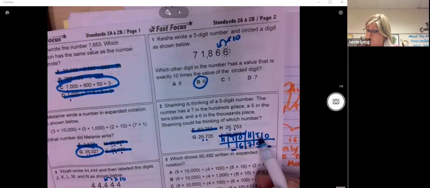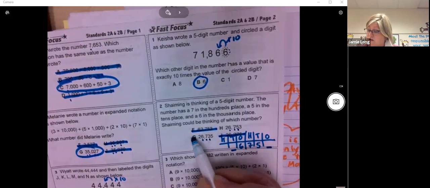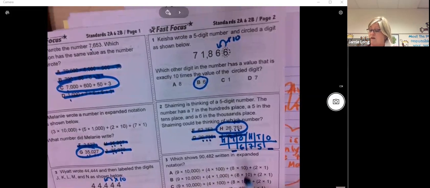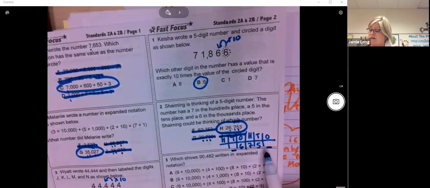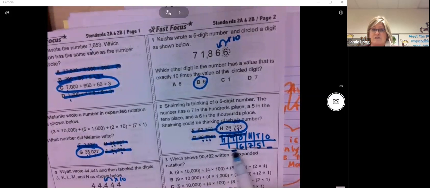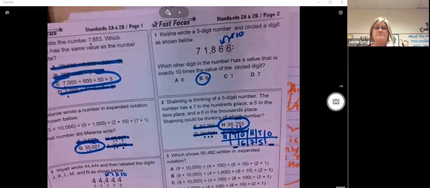So then I'm going to go to my tens place, and I'm looking for a 5 in the tens place. Oops, that has a 3 in the tens place. That has a 5 in the tens place. So we know it can't be that one. It must be this one. Did you have to do this? Not necessarily, but it did help me. You could just do it from the problem, but I just like the idea of using a place value chart.